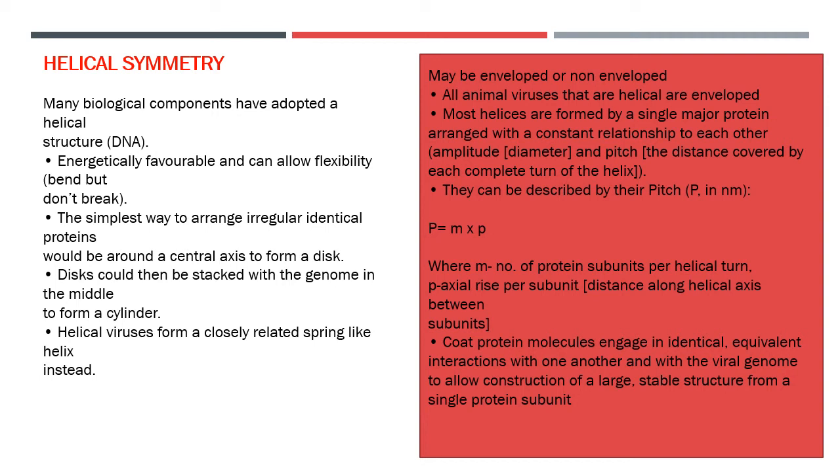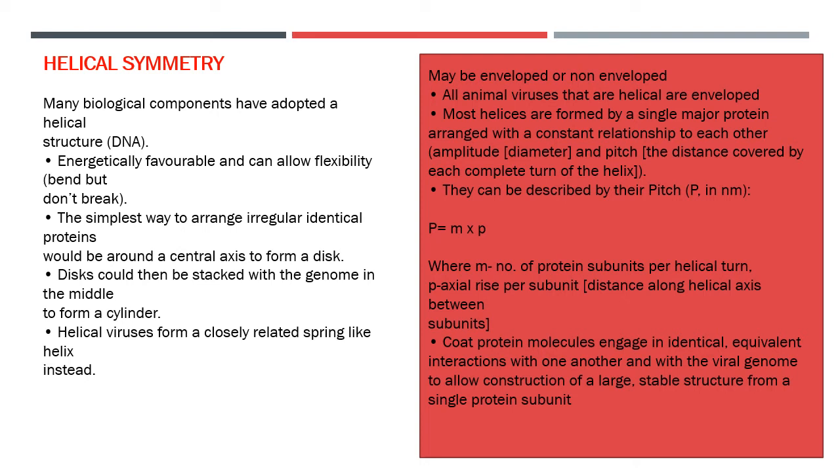Most helices are formed by a single major protein arranged with a constant relationship with each other. So first is amplitude, diameter, the pitch by each complete turn of helix. They can be described by their pitch, that is P in nanometers. So this is the formula to study how the arrangements in the helical symmetry for enveloped or non-enveloped structures are done. So P is equal to M into p.